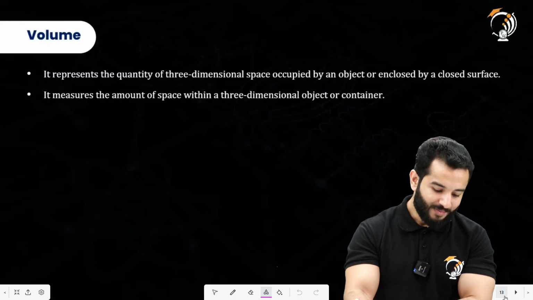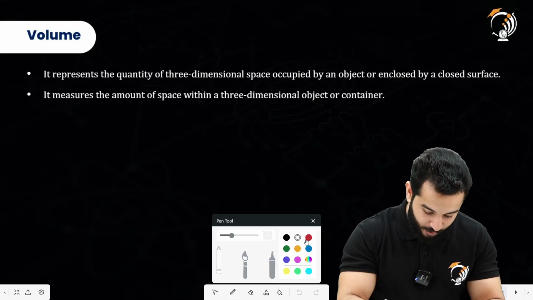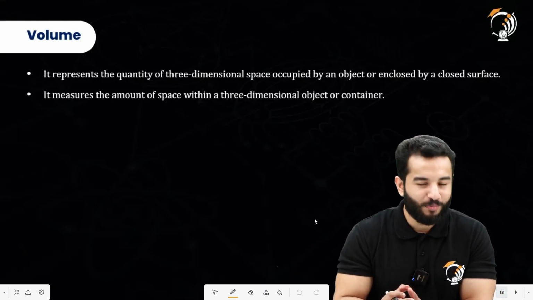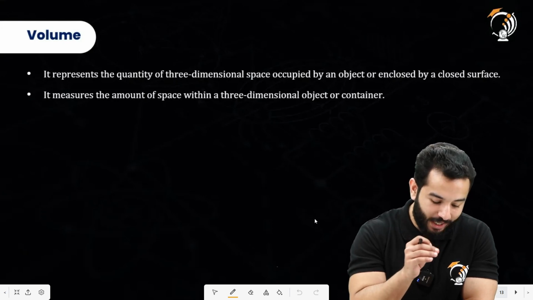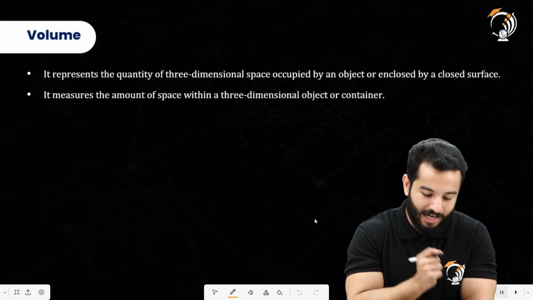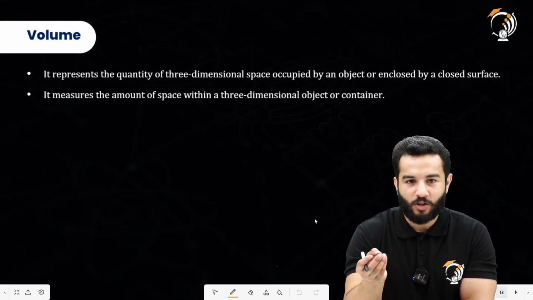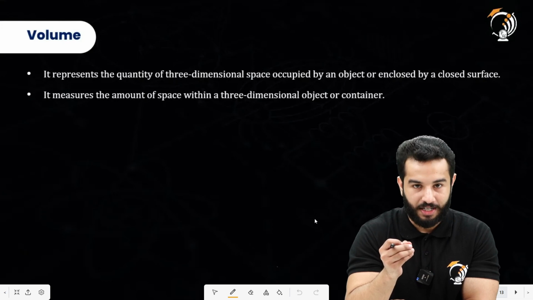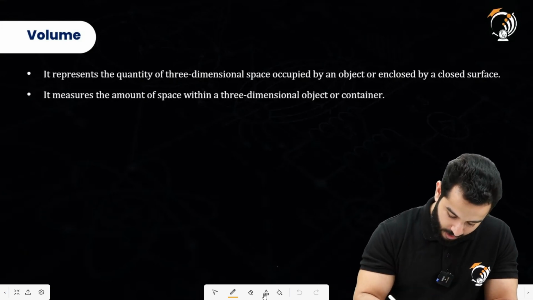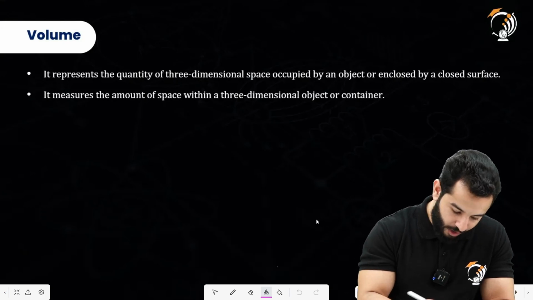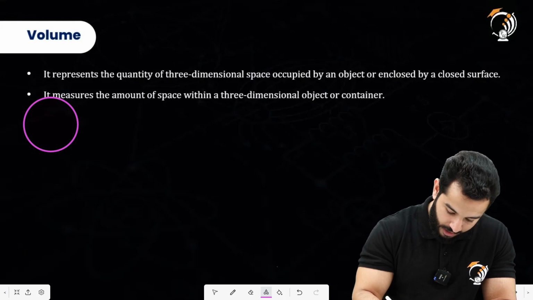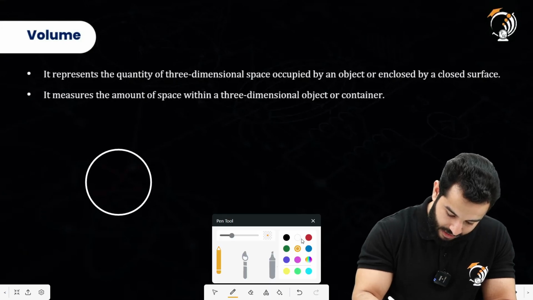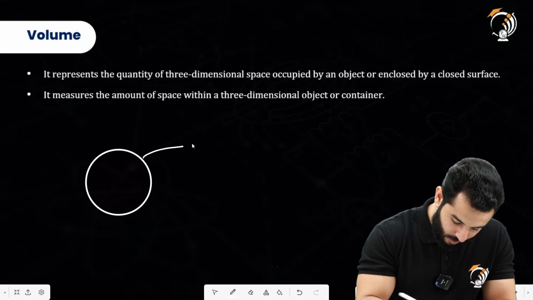Moving on, next is the important topic that we were talking about when we started the class, that's going to be volume. Volume basically represents the quantity of three-dimensional space occupied by an object, or enclosed by a closed surface. It measures the amount of space within a three-dimensional object or a container. For example, let's say we are talking about a sphere like this. What is the space occupied by this?